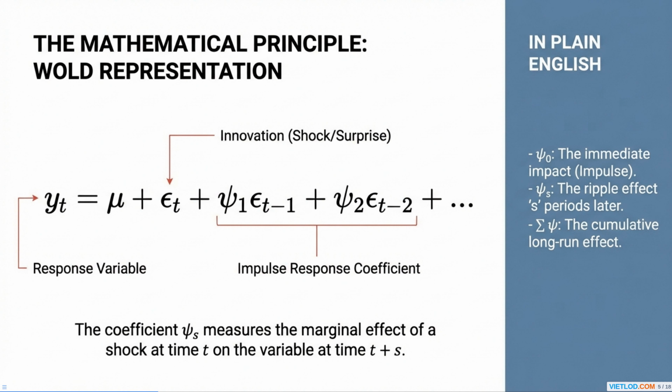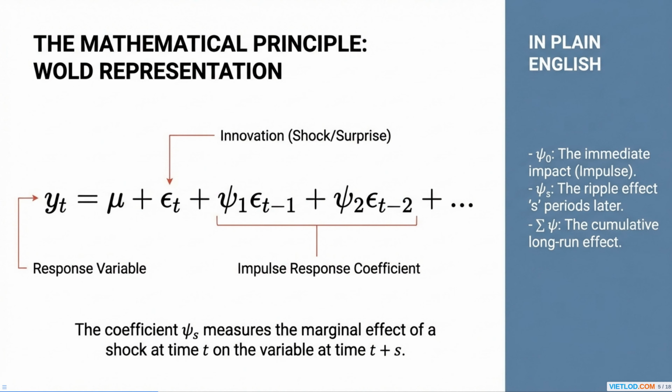This slide introduces the Wold representation theorem, a fundamental mathematical principle that underpins impulse response analysis. It states that any stationary time series, denoted here as Y_t, can be expressed as a linear combination of current and past error terms, often referred to as innovations or shocks. In the equation shown, Y_t is our response variable of interest. Mu is its mean, and epsilon_t represents the innovation, shock, surprise, at time t.